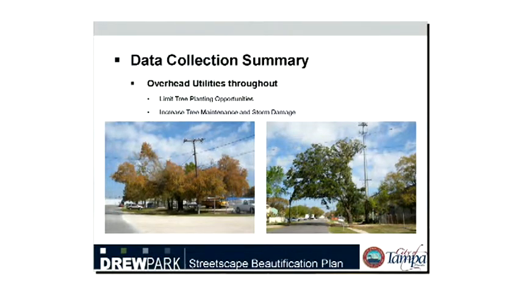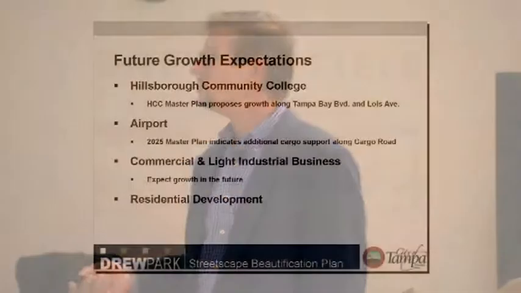Obviously, there's overhead utilities throughout. We've got a lot of tree issues, and that creates an issue with tree planting throughout the community. Every street has overhead power lines. Again, another issue. We'd love to be able to put some of the utilities underground. That's a very expensive procedure. We may be able to do it in some limited areas, but generally we're going to be dealing with overhead power lines as a part of our design effort going forward.